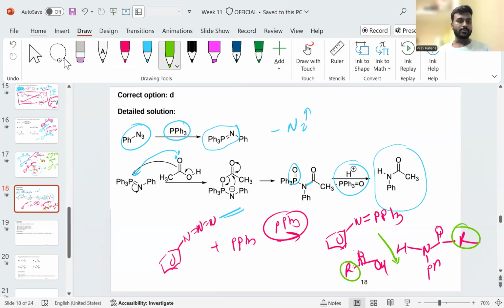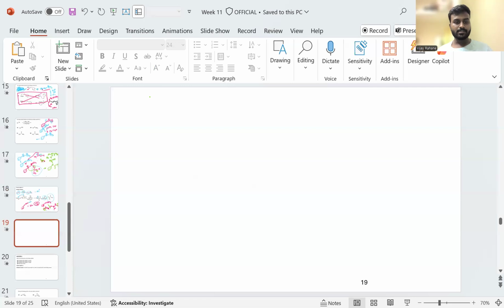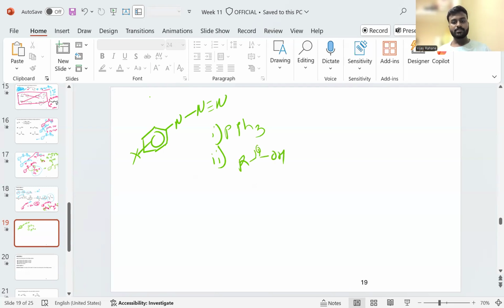Similarly, if I give the reaction, when you have any substituted benzene ring which has the N, and we have added the first step is PPh3, and the second step is any RC double bond O H. So in this reaction condition, we get the formation of NH double bond O R.